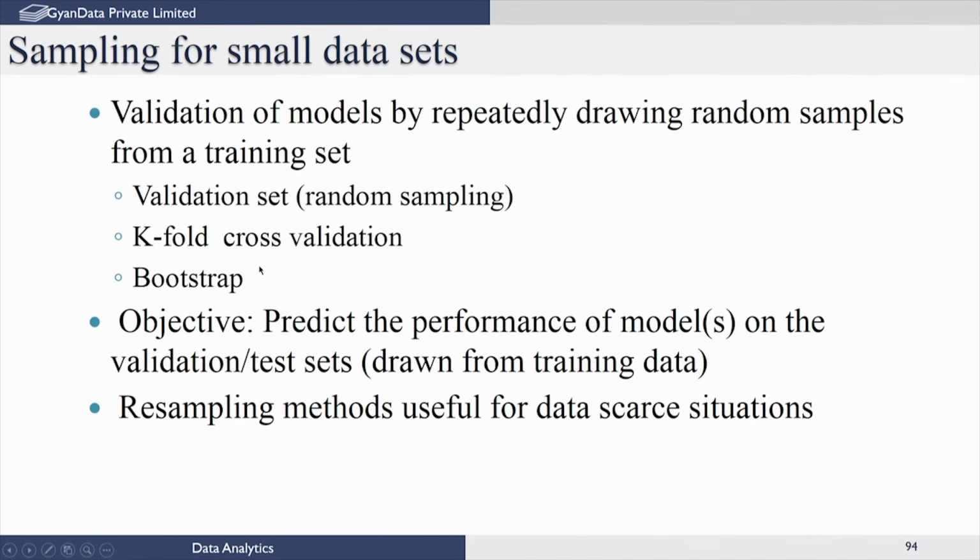These strategies are what are called cross validation, using k-fold cross validation, or a bootstrap, that we will see. Here again we will predict the performance of the model on the validation set, but the validation set is not separated from the training set precisely; on the other hand, it is drawn from the training set, and we will see how we do this. K-fold cross validation is useful when we have very few samples for training.